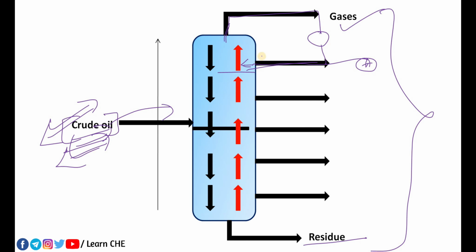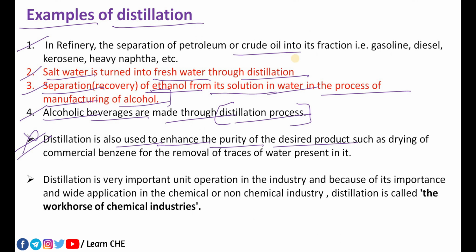And why do we use this reflux? We use this reflux to enhance the purity of the fractions. So that's why distillation is also used to improve the purity of the desired product. When our desired product is more efficient or more pure, then we can use it in a better manner.